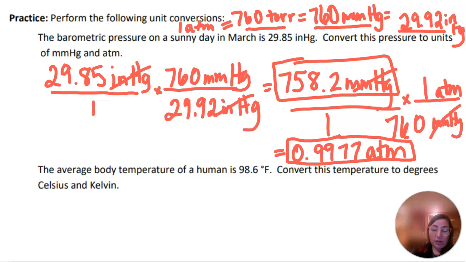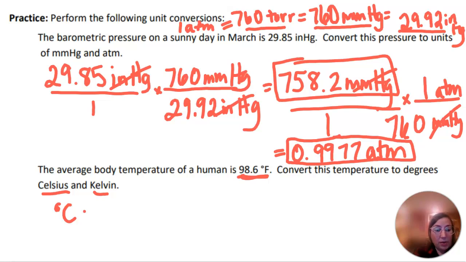How about a temperature conversion practice? The average body temperature of a human is 98.6 degrees Fahrenheit. Convert this to Celsius and Kelvin. So oftentimes, you'll talk about temperature in Celsius in a nursing or medical field, and you might be so used to hearing about it in Fahrenheit. So it would be good to know this one in Celsius.